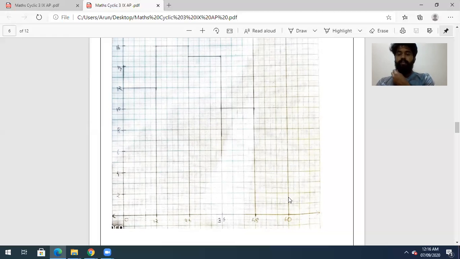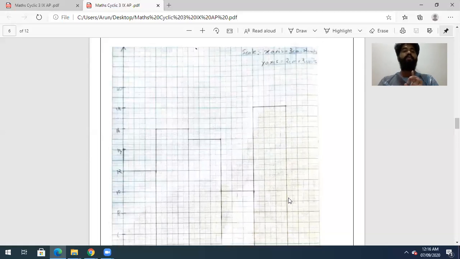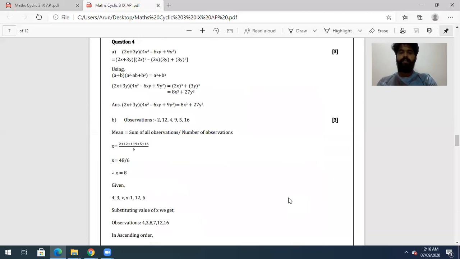And next 48 to 60, the frequency is given to us as 18. So we'll draw a rectangle. I hope you've understood the histogram as well, students. Do not forget to mention the scale in that.